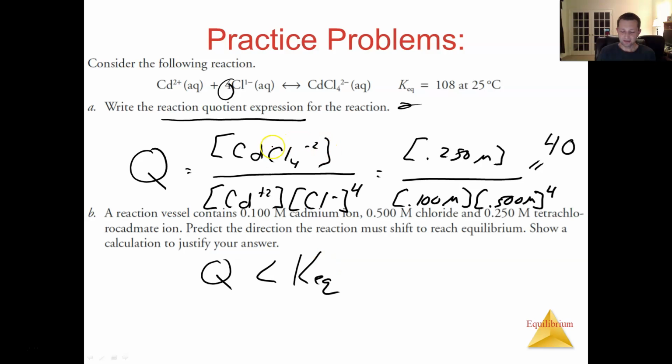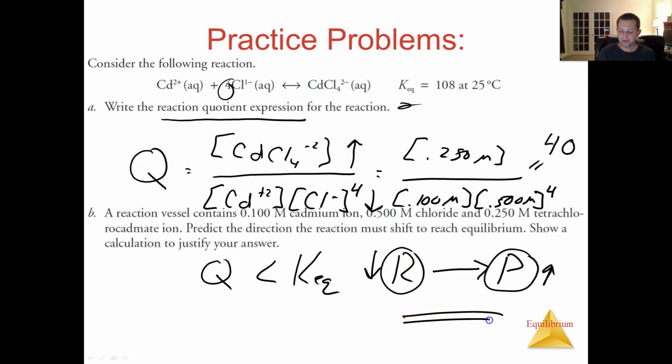If Q is less than KEQ, this ratio is too small. How do I make this ratio bigger? Well, I have to increase my numerator, so I have to increase the product, and I have to decrease my reactant. So again, here's our equation. Reactants yields products. If I need to increase my product and decrease my reactant, the reaction should shift in the forward direction, left to right. So the reaction will proceed in the forward direction. The reaction will go to the right in order to establish equilibrium. Okay? That takes care of it.